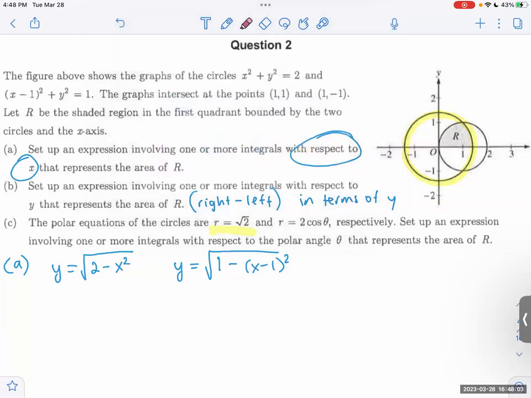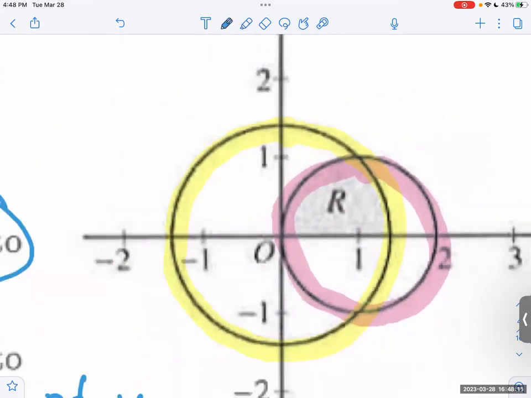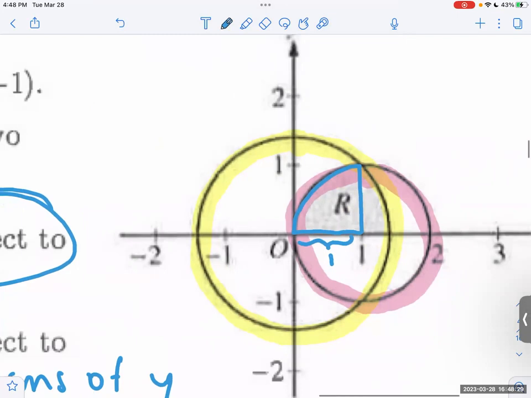And then the other circle here is this circle in pink. And that must be r equals 2 cosine theta. So when I look at this region, I can see that this part of it is geometrically a quarter circle. So you don't have to use any calculus to determine the area of a quarter circle. You just do pi r squared. In this case, r is 1, divide by 4. And then that's part of the area.